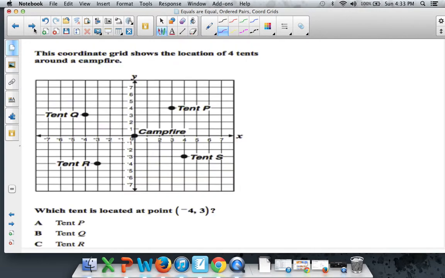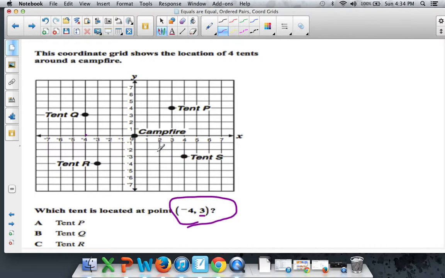Let's move on. Here's a coordinate grid. You remember these pretty well, I hope. It shows the location of 4 tents around a campfire. Which tent is located at point -4, 3? All right, the first number in an ordered pair is the x-axis, the left and right line. So find -4 on this line right here. It is right there. However, we're not done because we got to keep in mind what the second number in the ordered pair is. It's a 3.